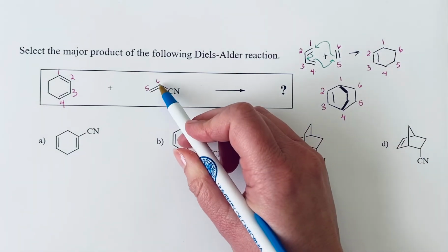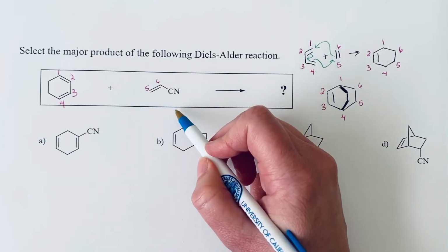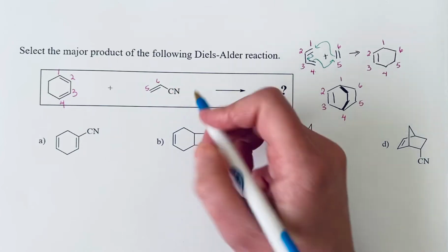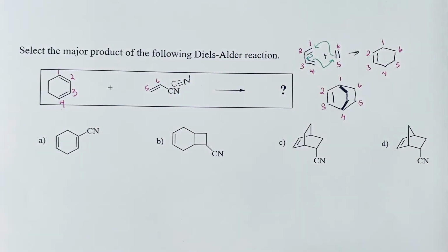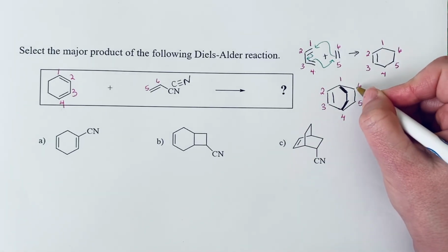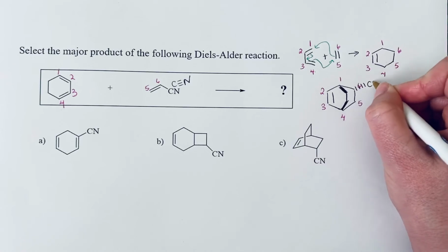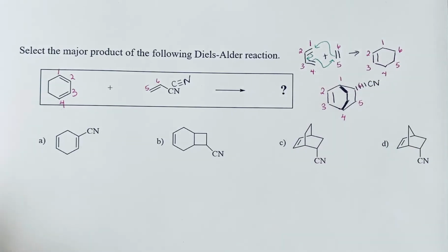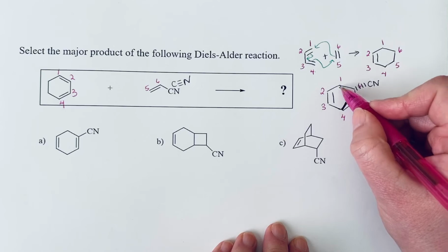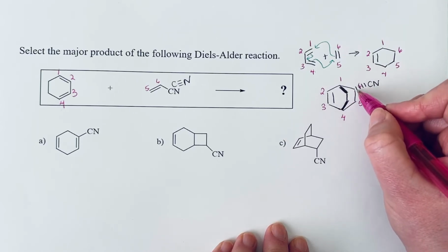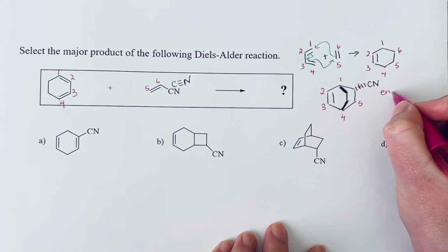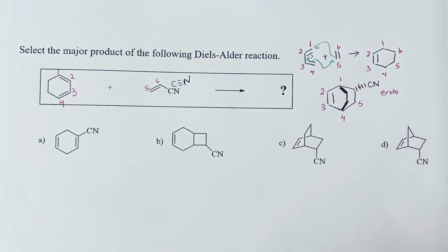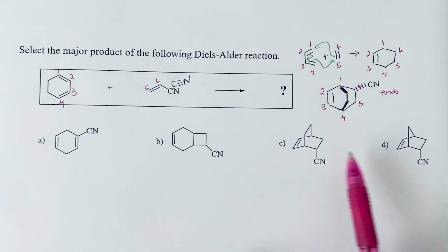And then what I see on carbon 6 is a cyano group. And this is a pi donating substituent. And so I expect that that's going to end up primarily in the exo position. So I am going to put that on a dashed bond. And so having the bridge pointing in one direction and that pi donating substituent pointing in the other direction, that is the endo product.